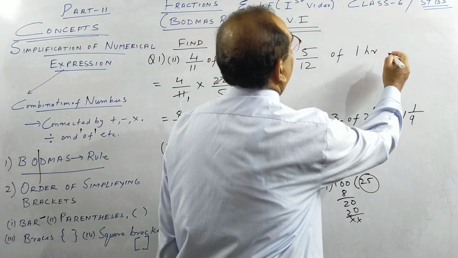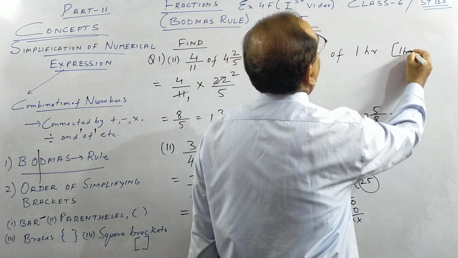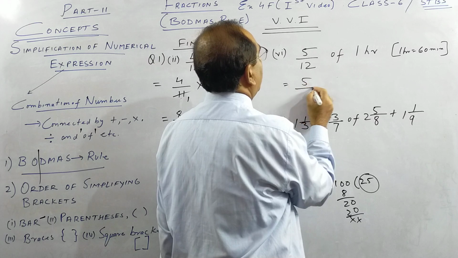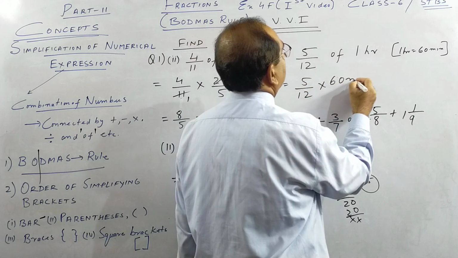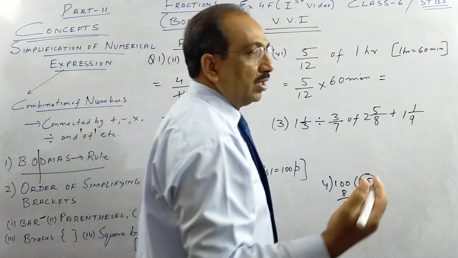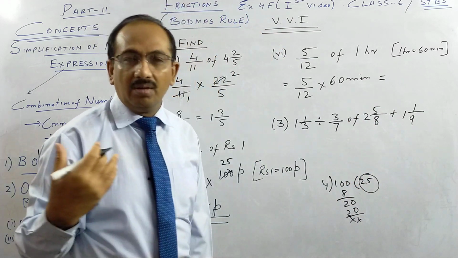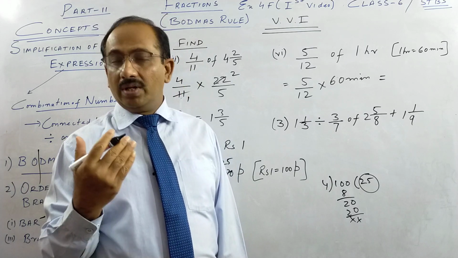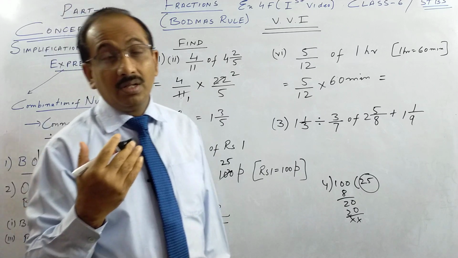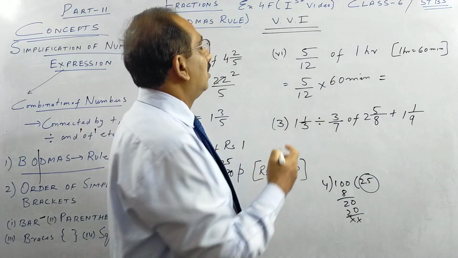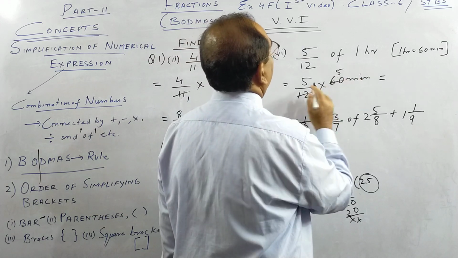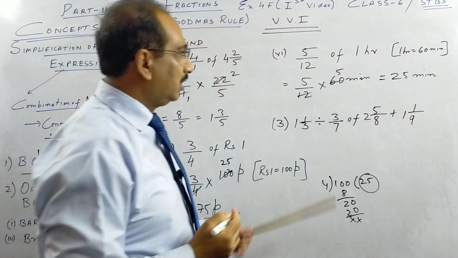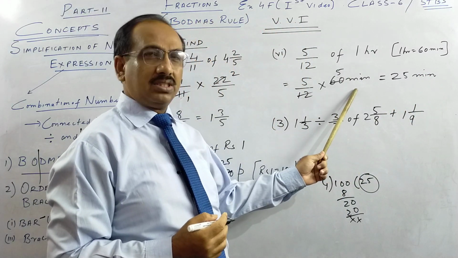Same thing here, children. We know 1 hour is equal to 60 minutes. So 5/12 of 1 hour, 60 minutes. As I told you in every earlier class, please learn tables, otherwise it's very difficult to be good in maths. So 12 5s are 60, 5 5s are 25. So this is 25 minutes. Got it? Once more, 5/12 of 1 hour, which is 60 minutes.